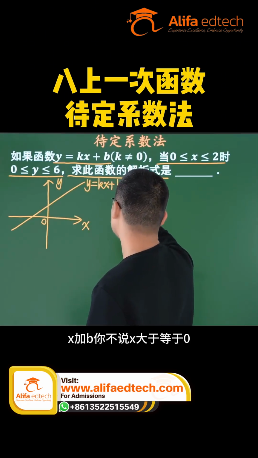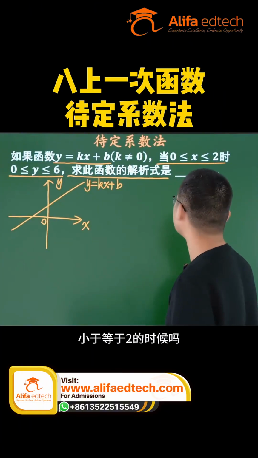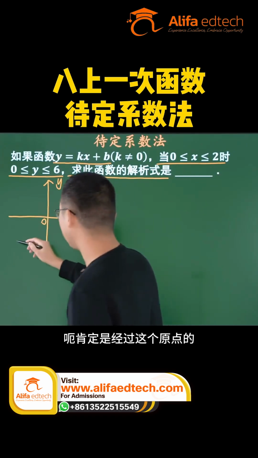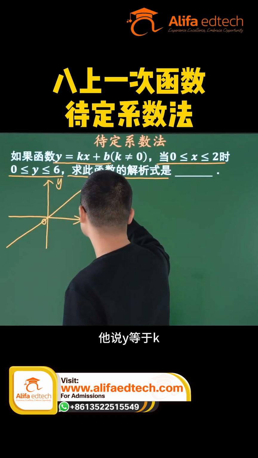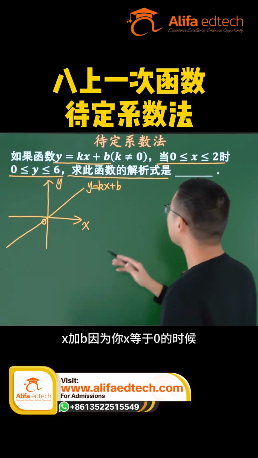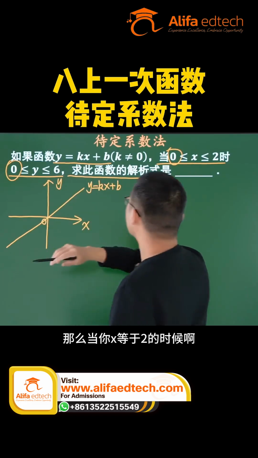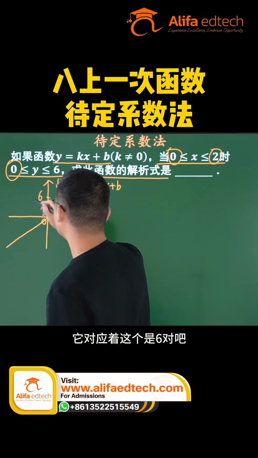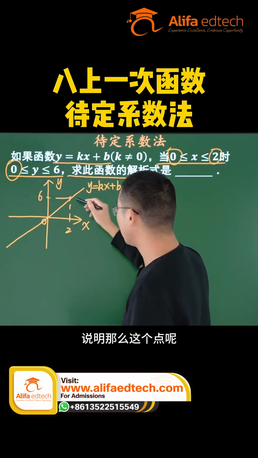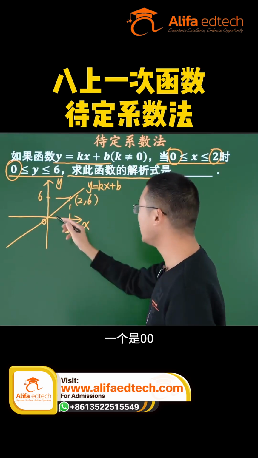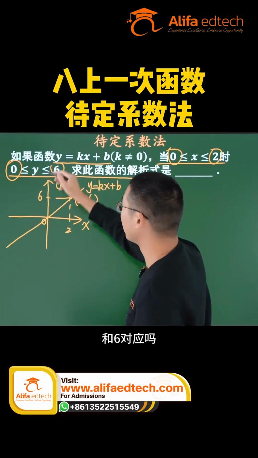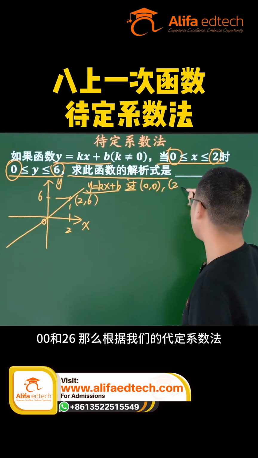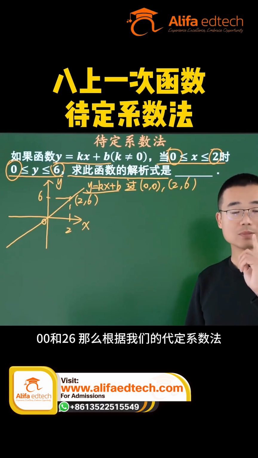I'll just draw a straight line where y equals kx plus b. You said x is greater than or equal to 0 and less than or equal to 2, right? And y is greater than or equal to 0 and less than or equal to 6. So this line must pass through the origin, because when x equals 0, y also equals 0. And when x equals 2, it corresponds to y equals 6, right? So the point is 2, 6. One point is 0, 0. The other is 2, 6. So we know this line passes through which 2 points: 0, 0, and 2, 6.